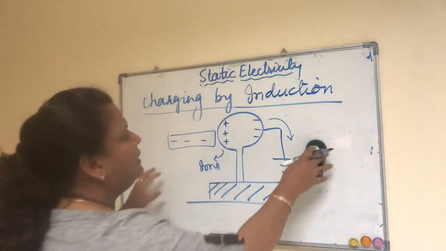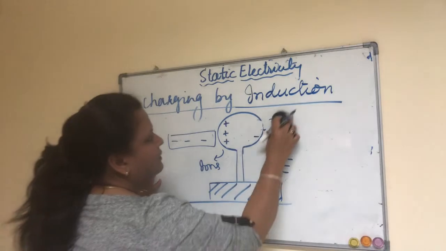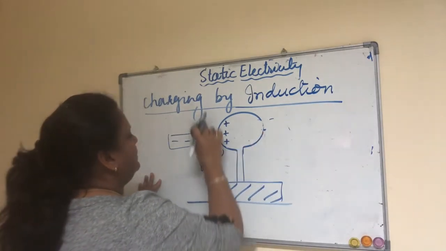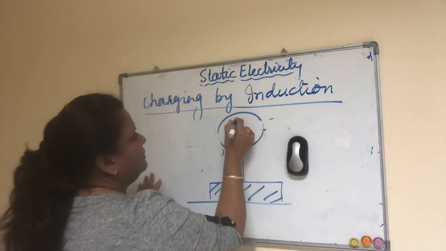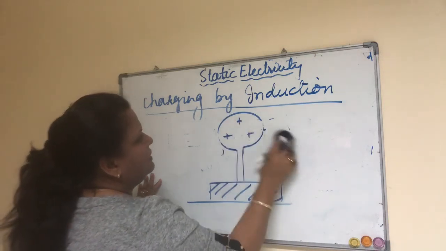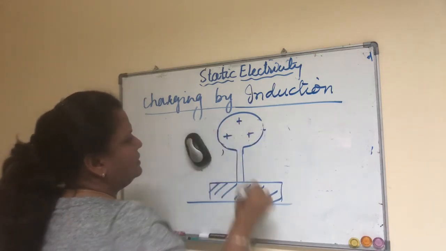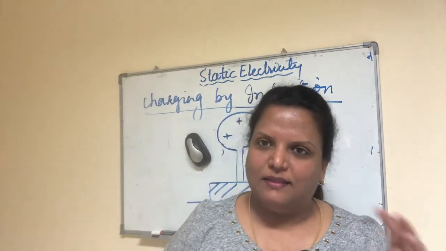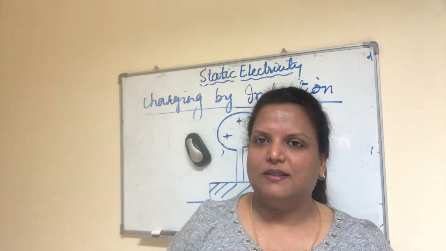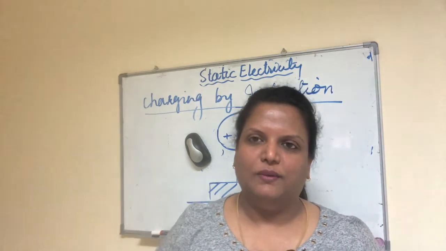So electrons will be released. Then you can disconnect this and you can disconnect this. So you will have even distribution of positively charged ions in it. So you're making it, the sphere is now positively charged on the whole.